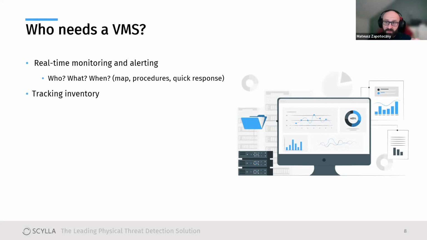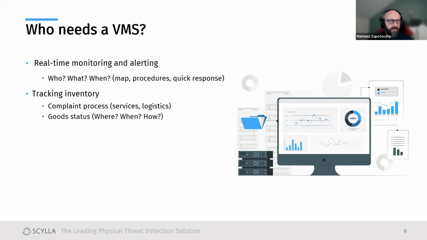What else? This VMS can also provide you the information about other things, not only about the security. It can provide you the information about tracking inventory. So it can support you with the complaining process. So if something happened with your package, you want to check the recordings of the whole packing process. You want to get this kind of information, so it needs to be provided really fast. What is the good status?